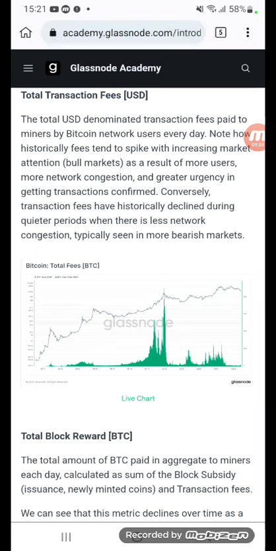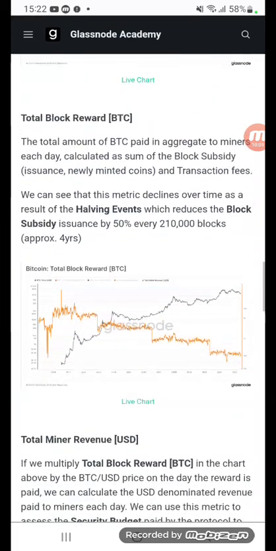As a result of more users, more network congestion, and greater urgency in getting transactions confirmed. Conversely, transaction fees have historically declined during quite bearish periods, when there is less network congestion, typically seen in more bearish markets.